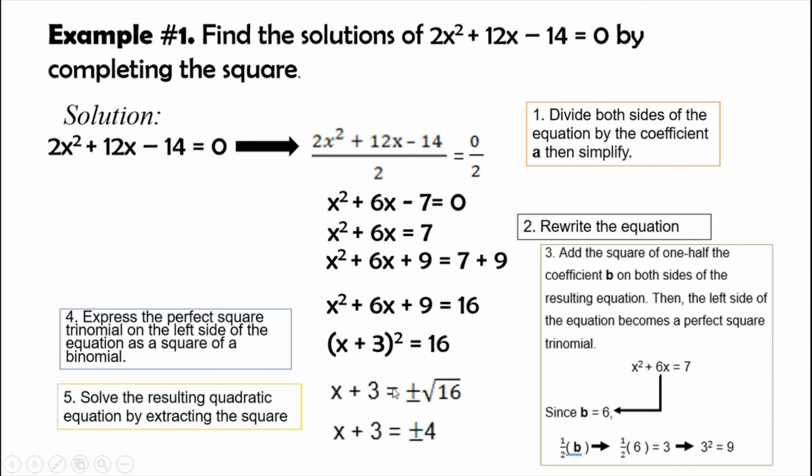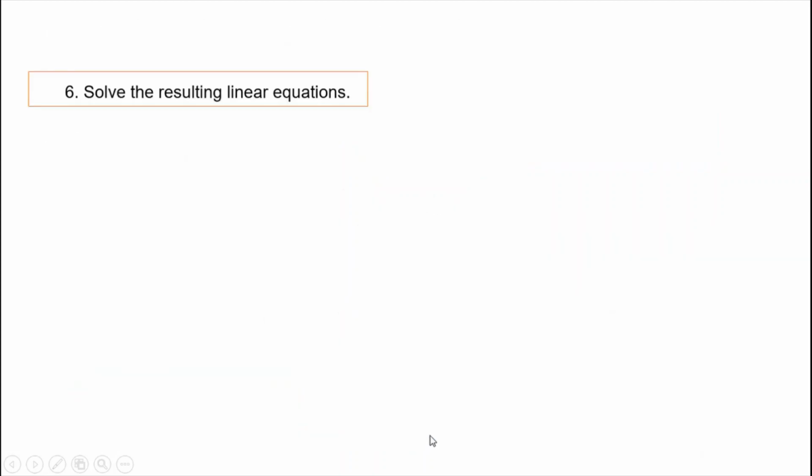Ang matitira na lang, x plus 3 is equal to positive negative square root of 16. Remember class na kapag nag-extract kayo ng square root, always na positive or negative yung sagot natin, kasi dalawa yan. Okay? So, simplify. x plus 3 is equal to positive negative 4. This is now the square root of 16, 4. Okay?